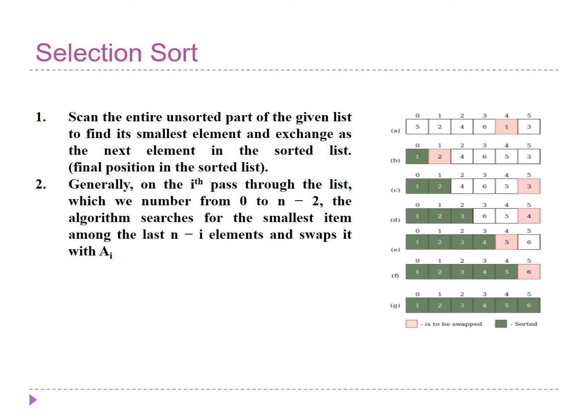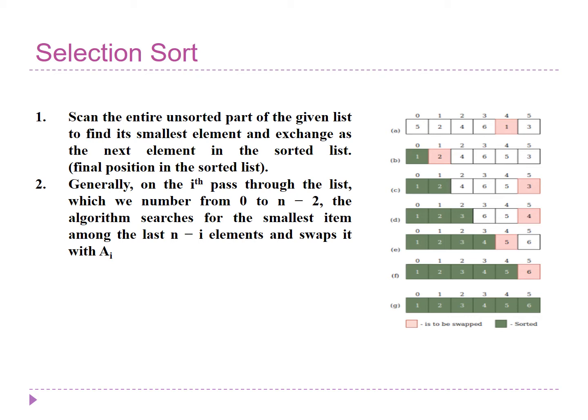Selection sort. Selection sort scans the entire unsorted part of the given list to find its smallest element and exchanges it as the next element in the sorted list at every iteration. That is, generally on the ith pass through the list, which we number from 0 to n-2, the algorithm searches for the smallest item amongst the last n-i elements and swaps it with a[i].